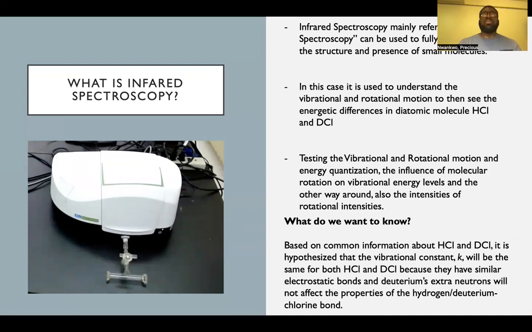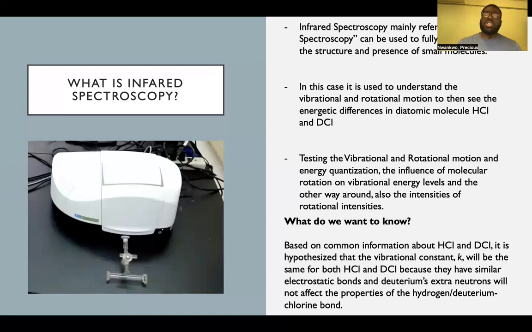Well, IR spectroscopy, also known as infrared spectroscopy, can be used to fully understand the structure and the presence of small molecules in the gas mixture, in the liquid mixture, and it can be used in many other forms. Although in this case, we're going to be using it in the gas phase to understand the vibrational and rotational motion and to see the energetic differences in diatomic molecules such as HCl and DCl that we were trying to figure out.